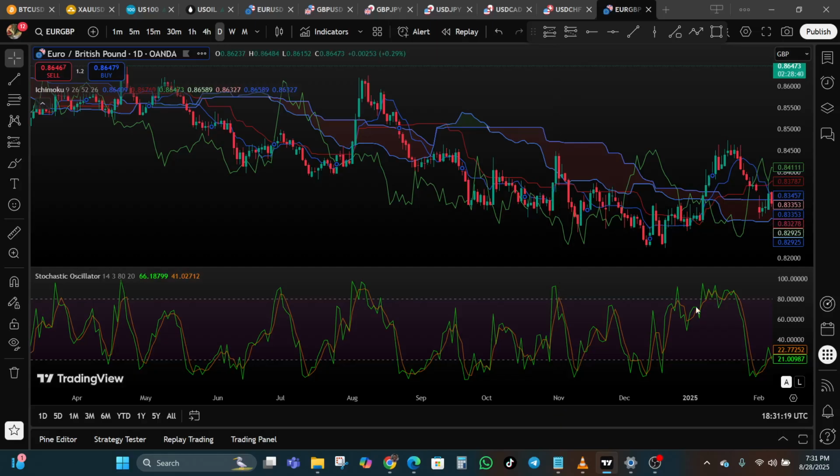Now, after spotting the crossover, confirmation is crucial. You have to check for supporting price action, such as a break of minor resistance, candlestick patterns, or previous swing highs and lows. This extra step filters out weak signals and increases the probability of success.